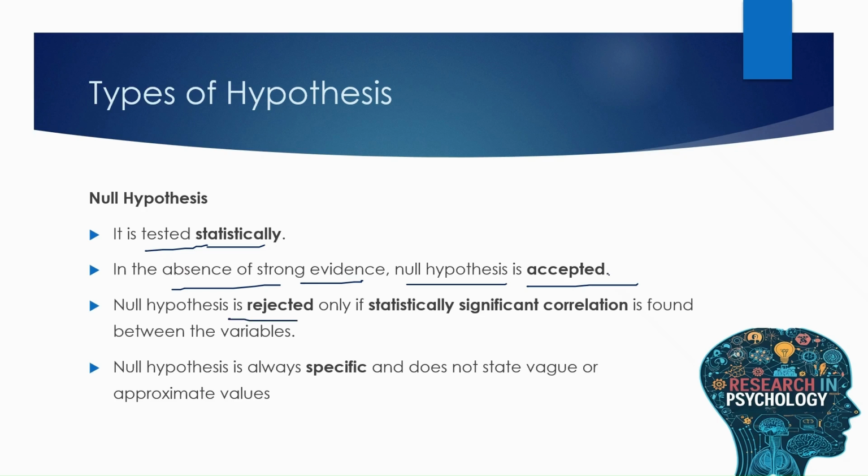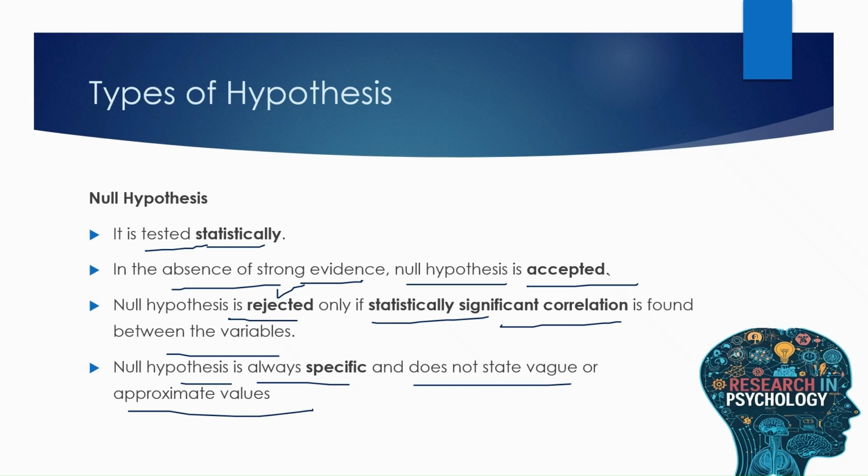Null hypothesis is rejected only if a statistically significant correlation is found between the variables. Okay, so here you are again using statistics. When you test and if you find that there is a statistically significant correlation present between the two variables, null hypothesis is rejected. When null hypothesis is rejected, you can continue with your study, right? So also, null hypothesis is always specific and it does not state vague or approximate values. As any hypothesis should be, this is a very specific statement and it will not include any vague or approximate values. All right.